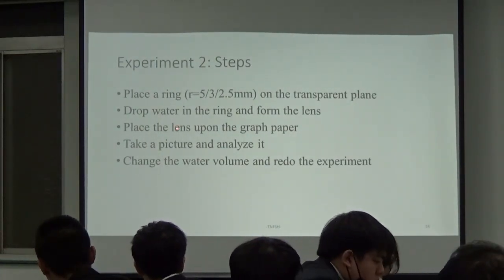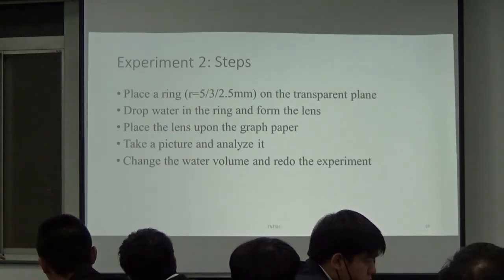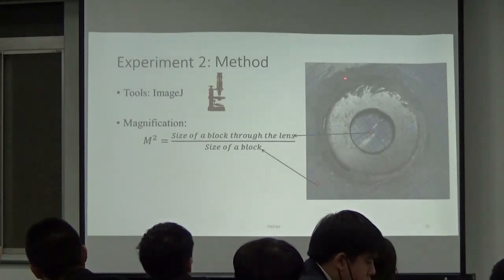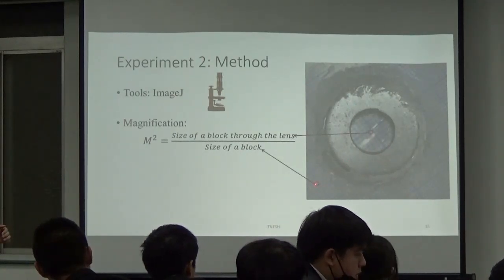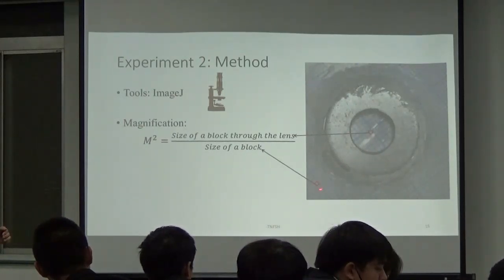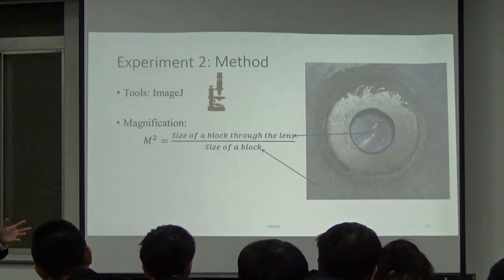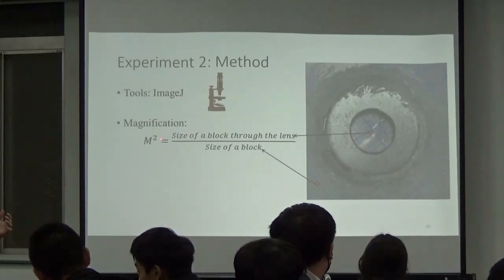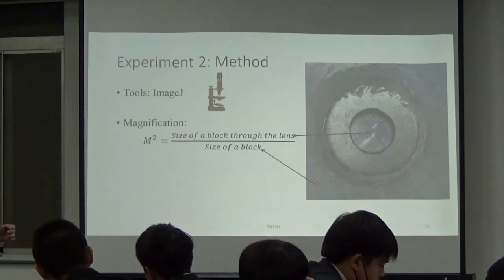So here's my step. Same as before, I place a ring, I drop the water, and I take a picture and analyze it. Here's my method. I use ImageJ, and since I took the photo, it forms like this, and we can measure the size of the block just outside the ring, and the size of the block inside the ring that we see through our lens. So we can tell our magnification squared is the size of the block through the lens divided by the size of the block. Why squared?